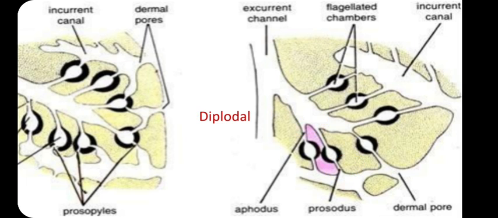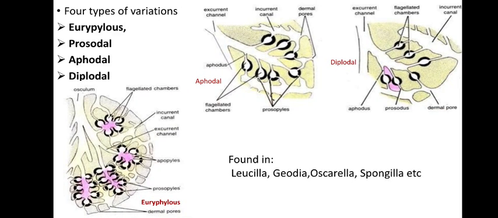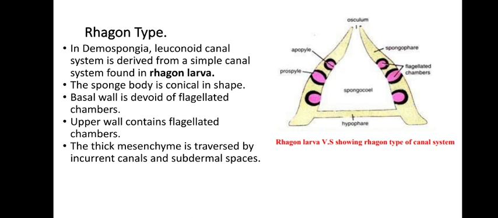So in leuconoid type you find three basic types, evolutionary modifications: Euryphilus, aphodal, and diplodal type of leuconoid canal system. Euryphilus is found in Plakina, aphodal type is found in Geodia, and diplodal type is found in Spongilla. So that's about the leuconoid type of canal system.